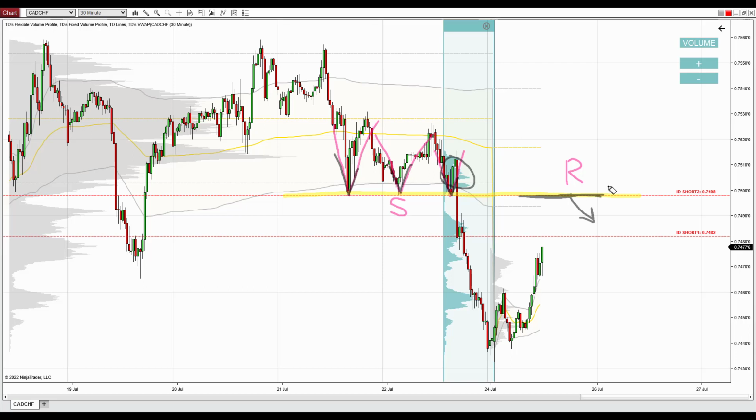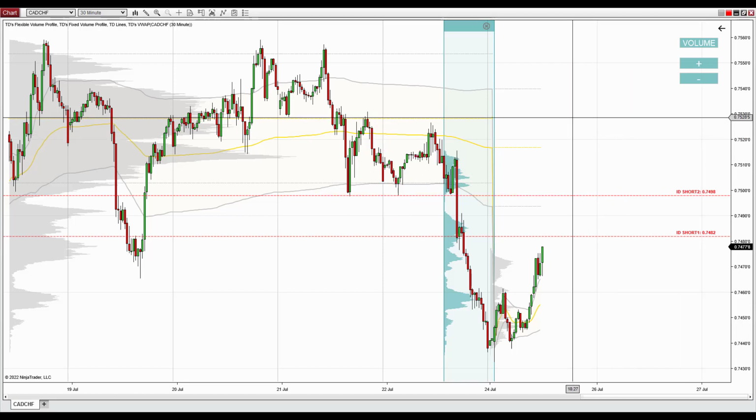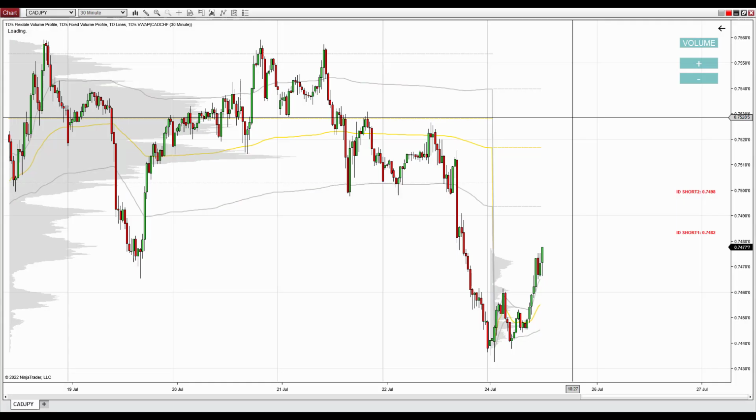All right, so that's about that. That's about the second resistance on the Canadian dollar Swiss franc. And let's now move on and let's check out the Canadian dollar Japanese yen.